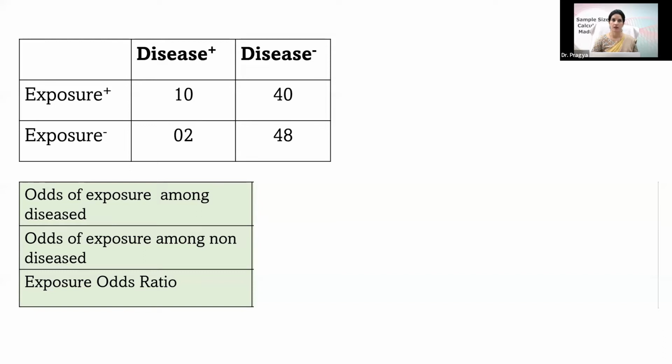Yes. Odds of exposure among the disease. Tanya is right. Odds of exposure among disease: out of a total 12 people, exposed are 10. So it will be 10 by 2. Is it right? And then the next question, odds of exposure among non-diseased.